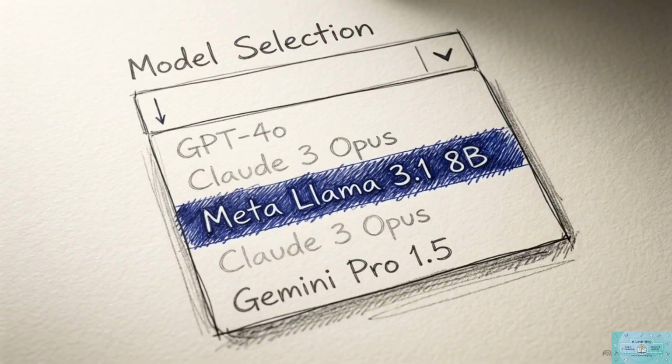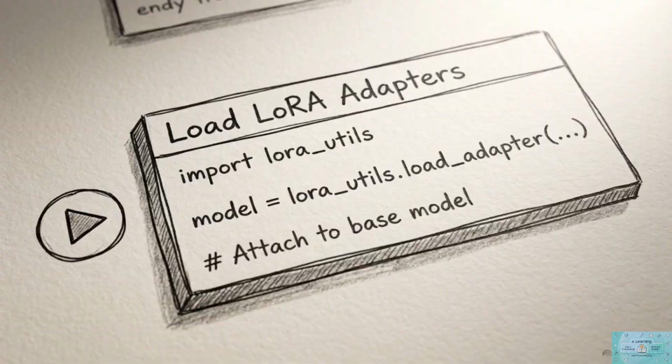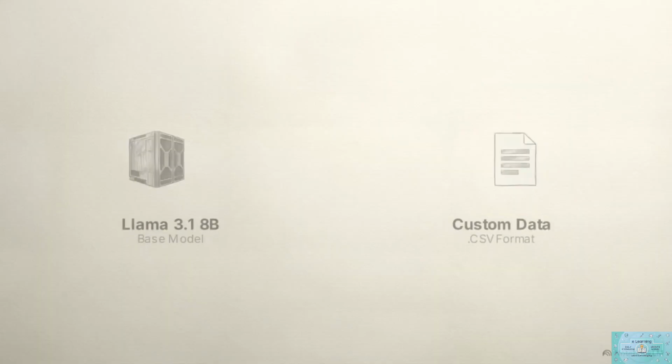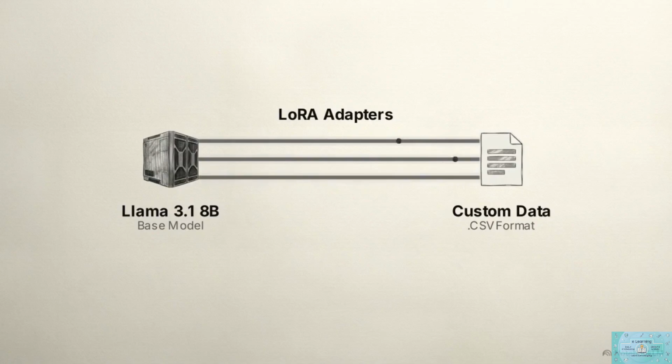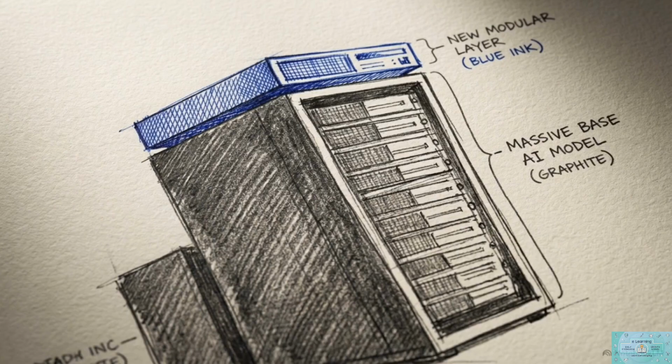Next, scroll to the model selection cell. For this process, we are choosing the Meta Llama 3.1 8 billion parameter model from the provided list. After selecting the model, run the cell that adds the LoRA adapters. These adapters act as the bridge, allowing the base model to absorb and learn from your custom CSV data without needing to rebuild the entire model from scratch.